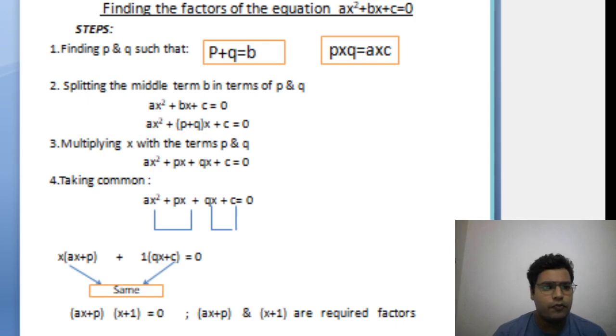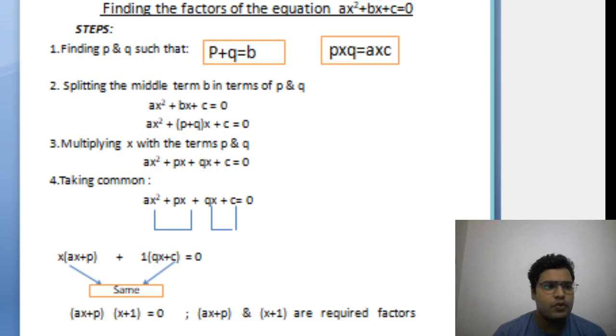To find out the value of p and q, there are two conditions which need to be satisfied. The first condition is the sum of p and q should be equal to b. And what is b? b is the coefficient of x in the given polynomial equation. And the second condition is the product of p and q, p into q, equals a into c. In a and c, a is the coefficient of x square and c is the constant in the given polynomial equation. So by applying these conditions, we can find out p and q.